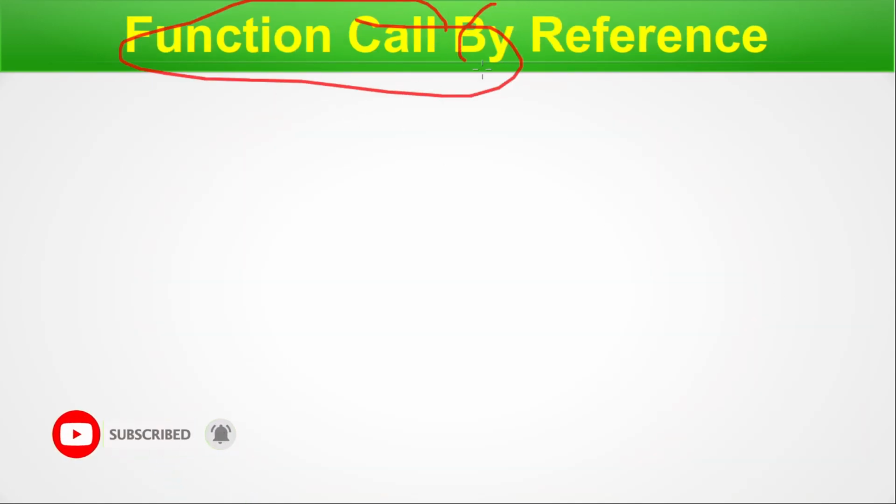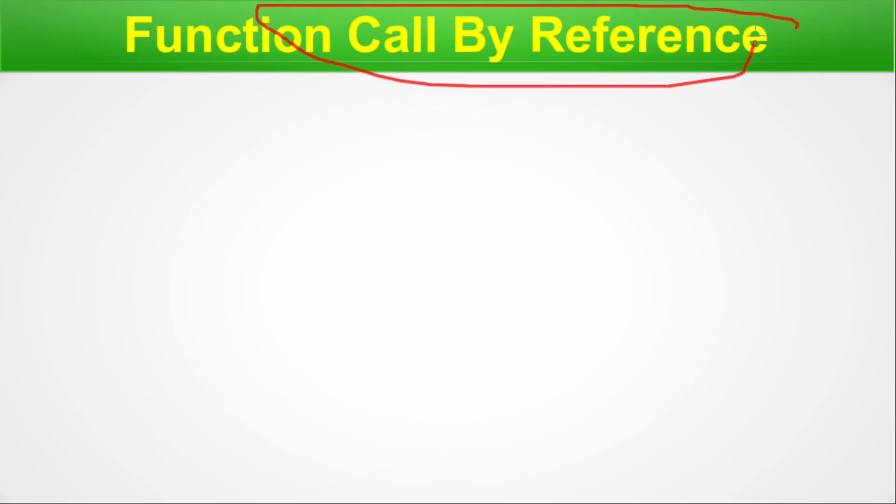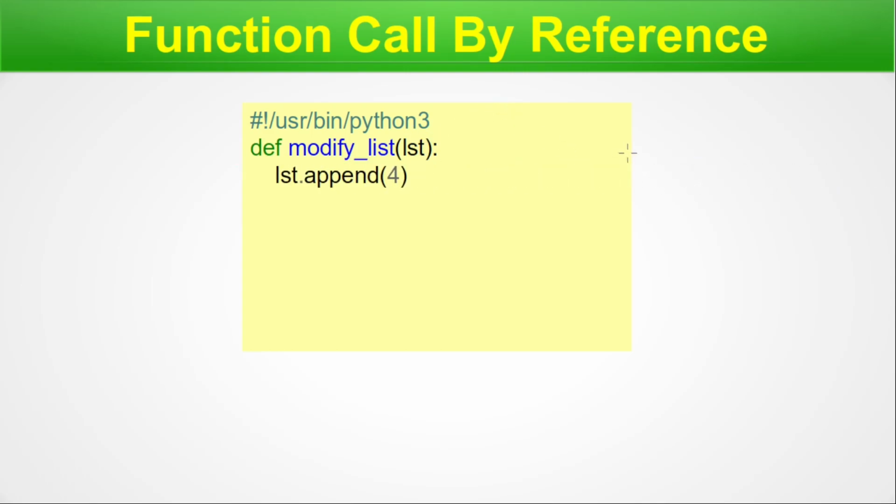Function call by reference. Let us start our code to see how call by reference can be done. The first line is our interpreter line, which is useless in Windows but essential in Linux. The next one is def, the function modify_list, and then the list. Then list.append(4), the append function available along with the list object, right? We write 4. And then this is the function, right? And then my_list is [1, 2, 3].